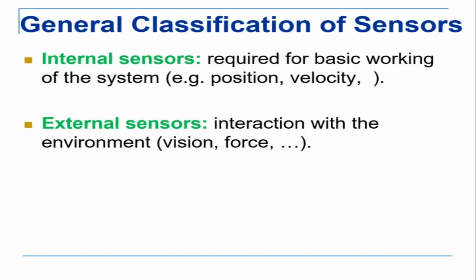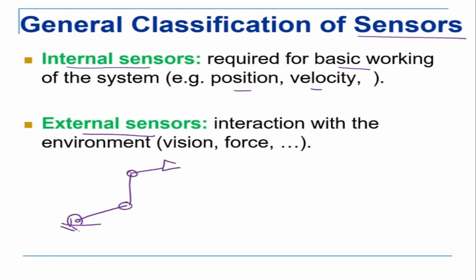Now we started off by discussing sensors, and we say that sensors can be divided into internal sensors and external sensors. Internal sensors are required for the basic working of the system, for example, position, velocity, acceleration. If I have a robot, we also talked about independent joint control, in which every joint of the robot is connected to one unit consisting of a motor, an encoder at the back, and a gear in front. So each of the joints is connected to one of these actuator sensor units, and the controller assumes that each joint is not interacting with the other joint, and this is what we call independent joint control.